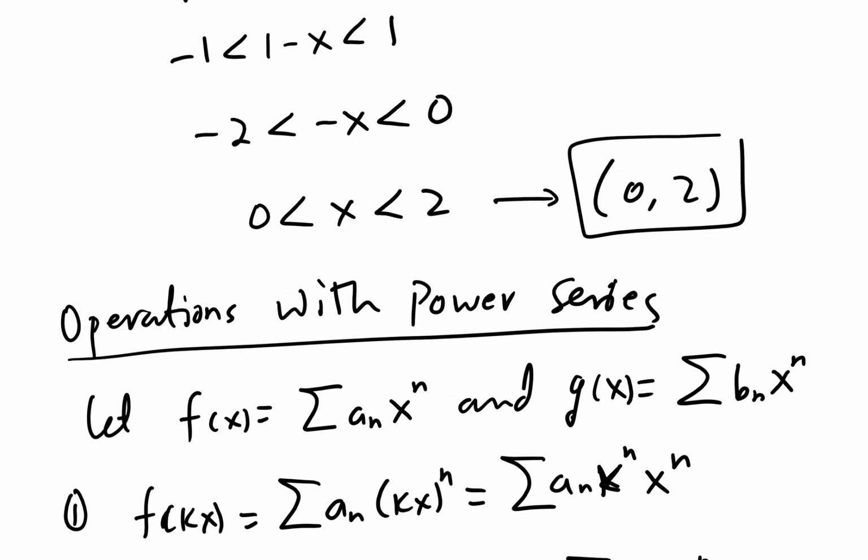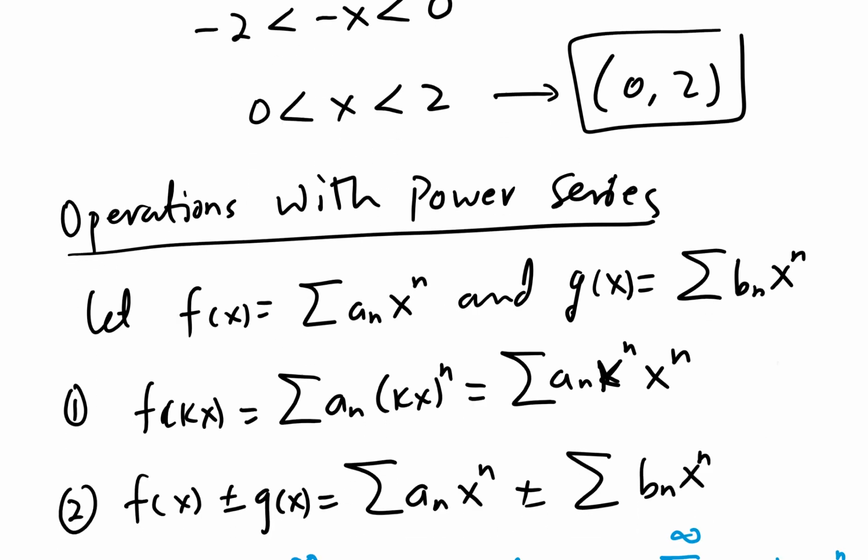If I want to find f of kx, k could be any constant, simply you replace the x with kx and rewrite it. Not only that, but from these two functions, we can add them or subtract them. That's allowed. So f of x plus g of x is the sum and the difference of these two series. And what do we need this for? We're going to see some operations on that in a minute.